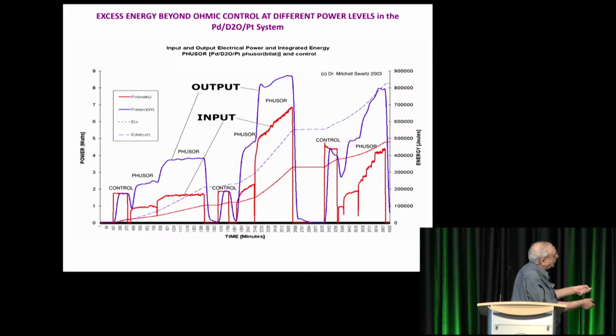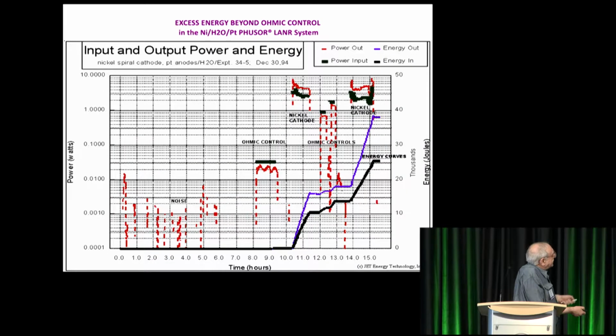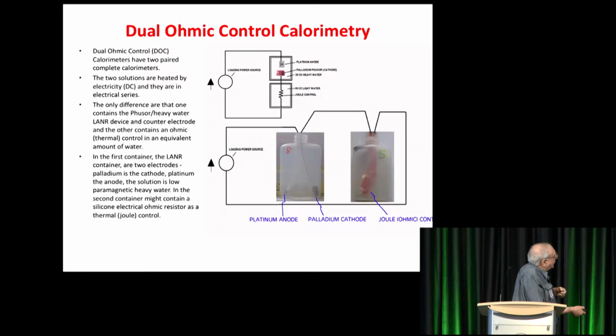And here it's a longer run. We did this when Popular Mechanics came by to see it. So this is a multi-day run. Ohmic control, ohmic control, ohmic control, and we clearly are getting excess heat each time. Here's another one with ordinary water and nickel. This is what we set up at the MIT ICCF-10.